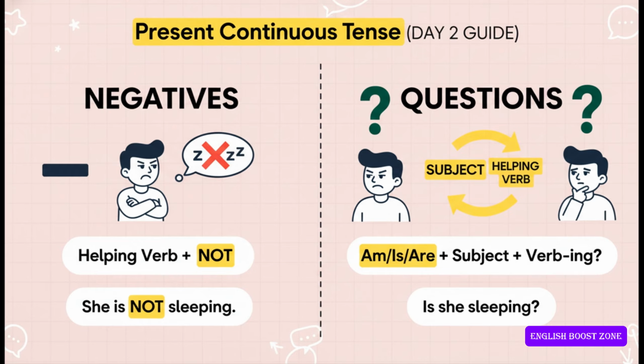Oh, and if you want to ask a question, just swap the order. Literally just move the helping verb right to the front. Are you listening? Or is she cooking? It really is that straightforward.